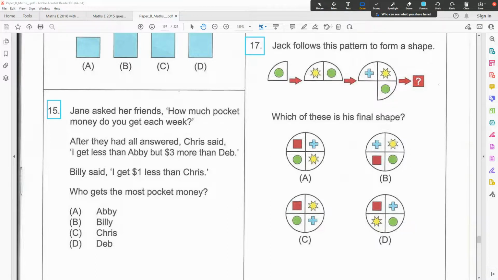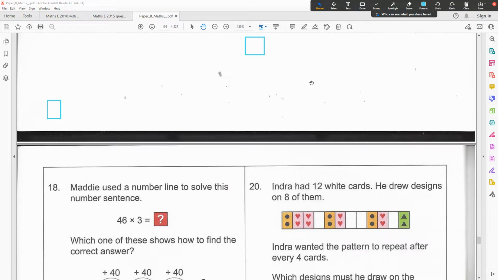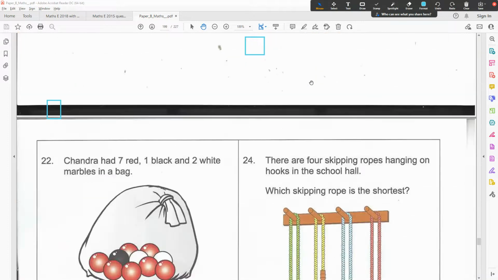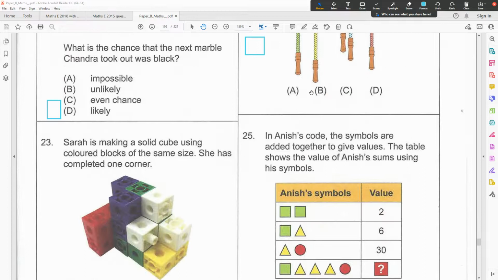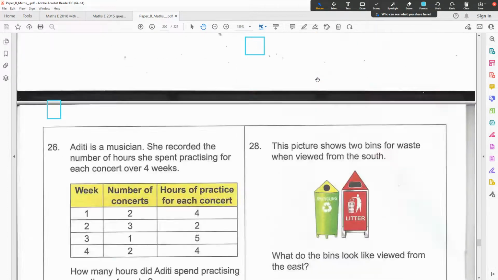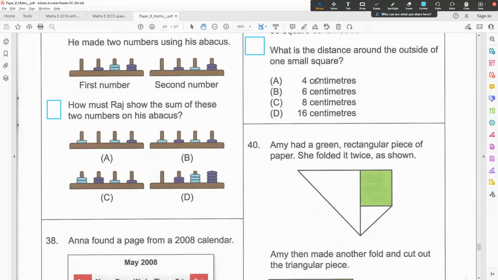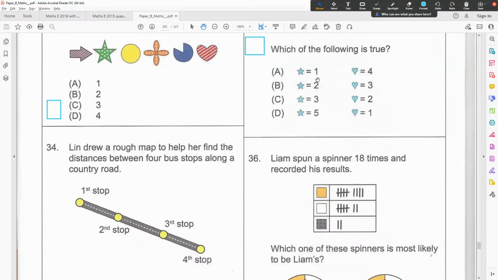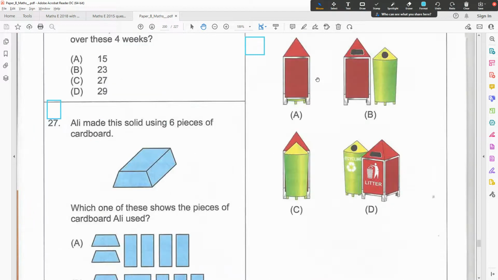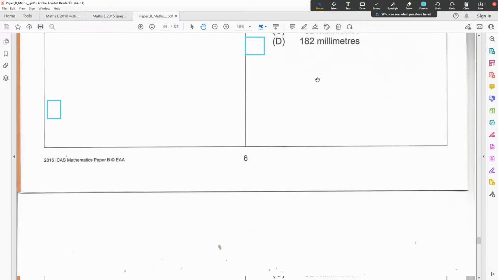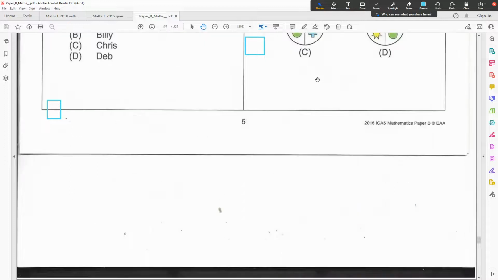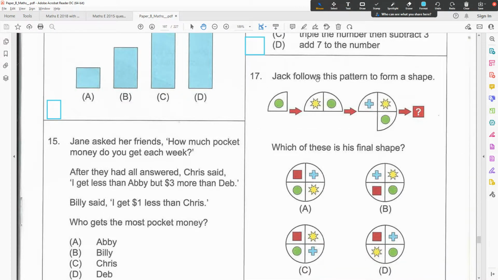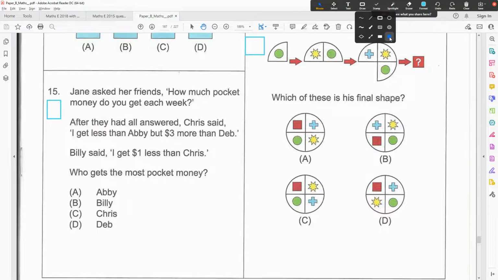All right. Let's have a look at the answers for 15 and 17 quickly. The answer for 15 is A, and the answer for 17 is A as well. So well done if you got it right. Okay. Now make a vote. Which question do you want me to go through? Do you want me to go through 15 or 17? Okay, let's do 15 first.